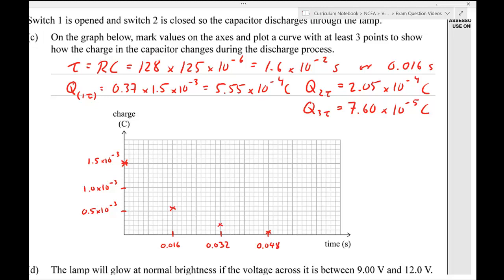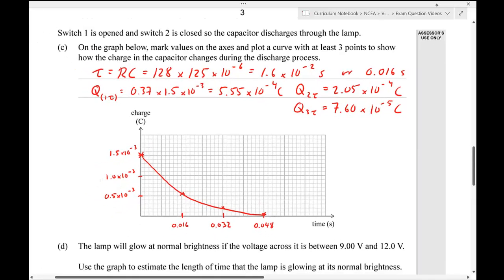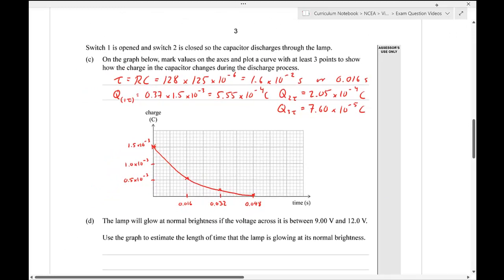All right, and then we can draw a little curve here. This is going to be pretty rough on my one. Something like that. Okay. Let's just double check these things.